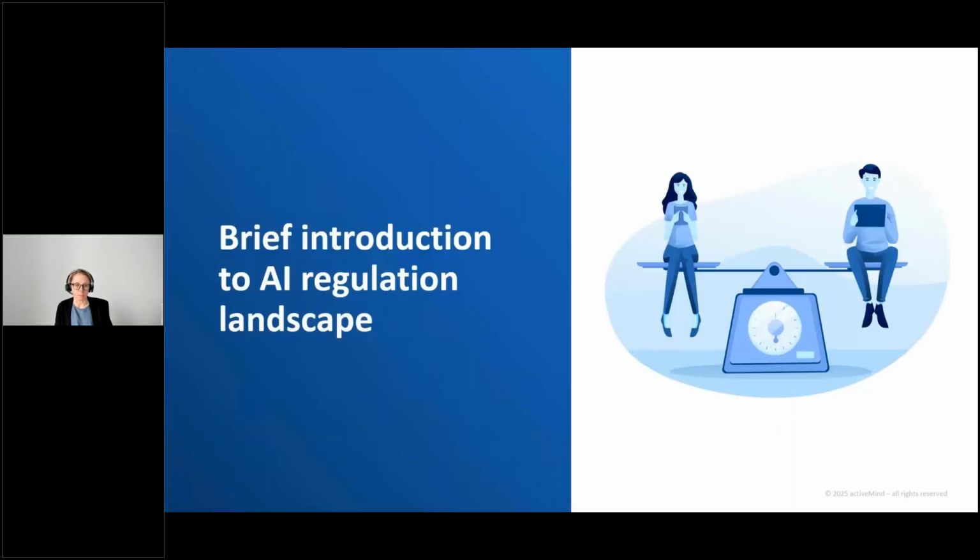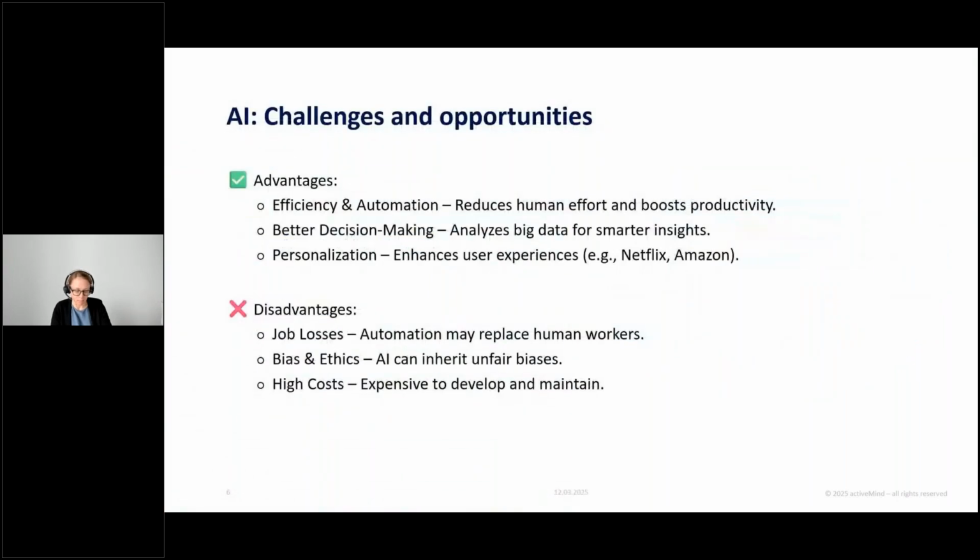So let's start with a brief introduction to the AI landscape. AI is posing significant challenges for regulators, and we will see that different countries are taking divergent approaches. Obviously, there are a lot of challenges and opportunities with AI.